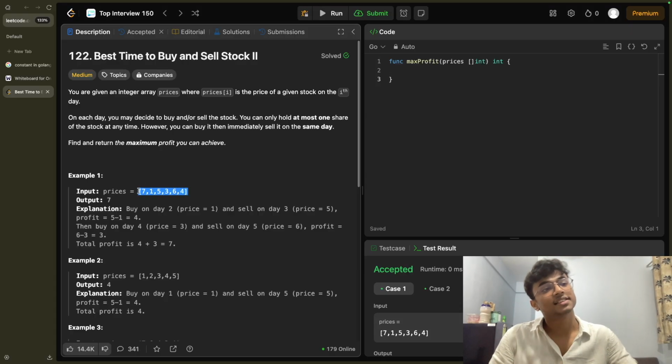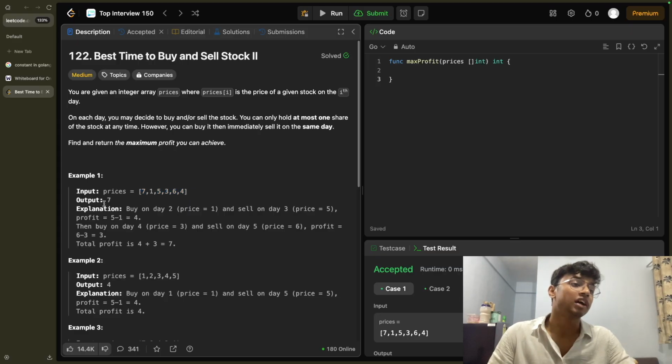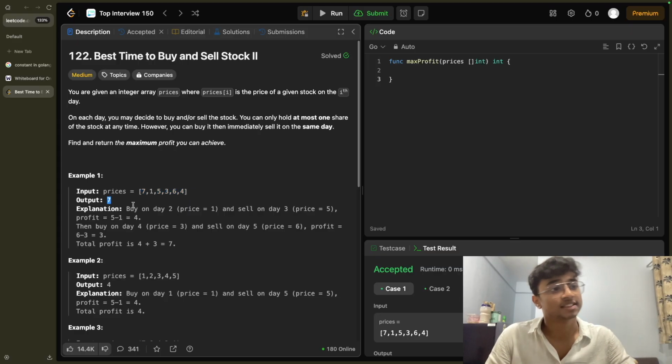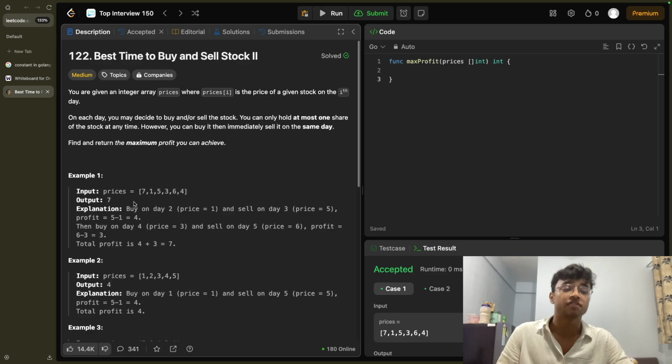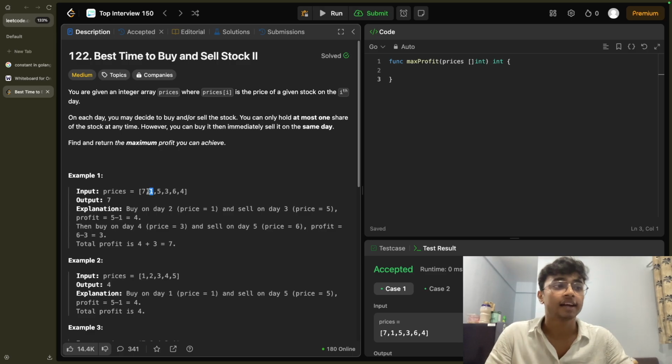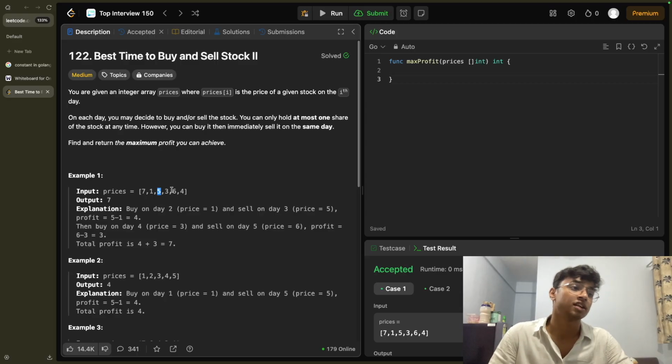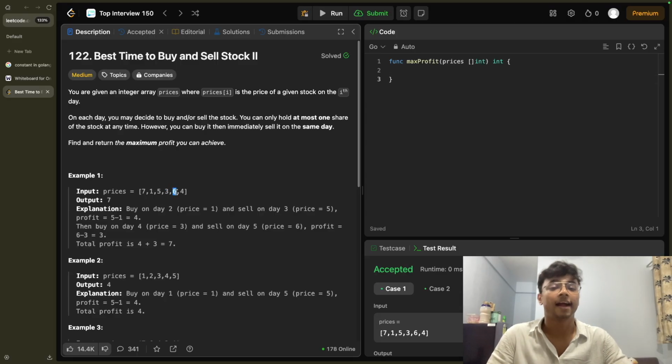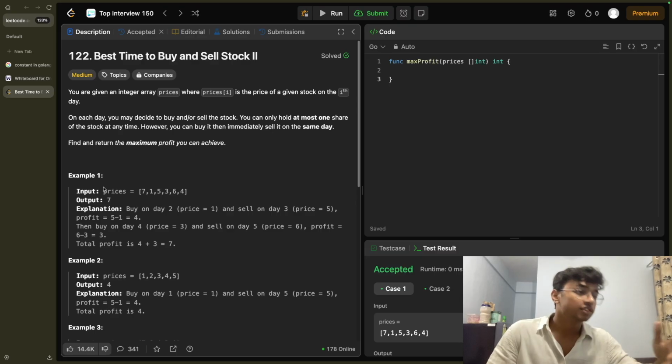So you're given this array 7, 1, 5, 3, 6, 4, and you finally want to return the maximum profit, which is going to be 7 in this case. And how do we get to 7? Well, if you buy on the second day and you sell on the third day, you will earn a profit of 4. And if you repeat that process and you buy on the fourth day and sell on the fifth day, you will again earn a profit of 3. And you will end up with a whopping profit of 7. That's amazing. Good for you. Well, so that's the problem.